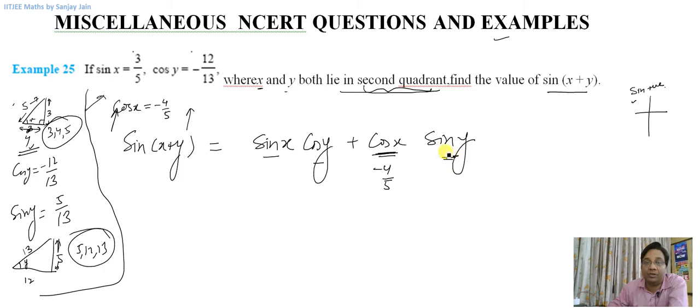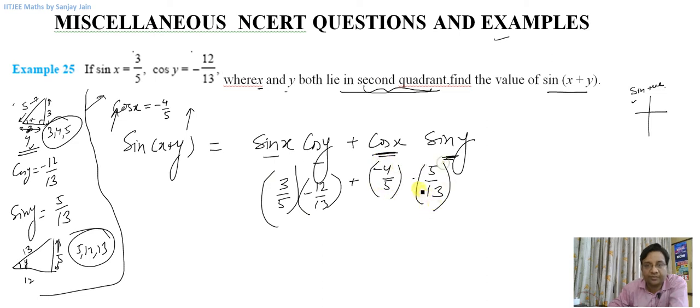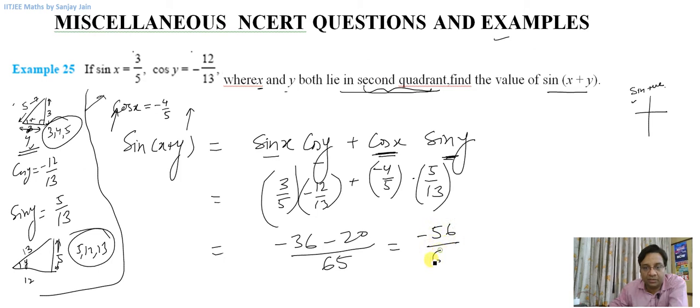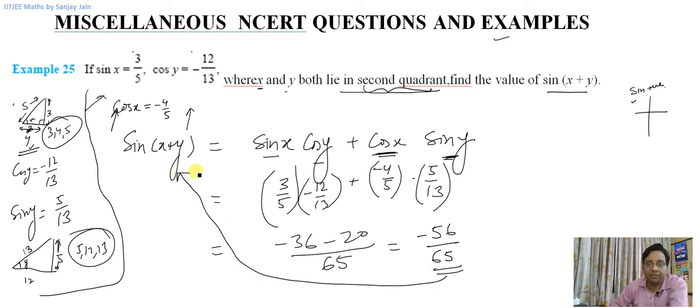Now this is second quadrant that we are talking about, so sin y will be positive, and it is 5 by 13, and there is this plus sign. Sin x is given as 3 by 5, cos y is given as minus 12 by 13. So this will be the value that I'll get. Minus 36 by 65, so minus 36, and from here I'll have minus 20. In the denominator I have 65, so it will be equal to minus 56 upon 65. This will be the value of sin x plus y.